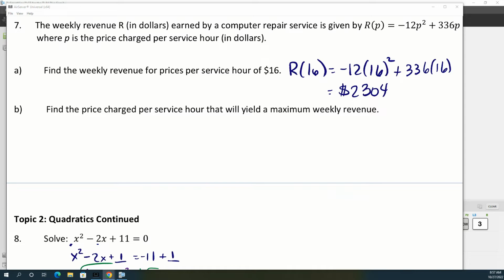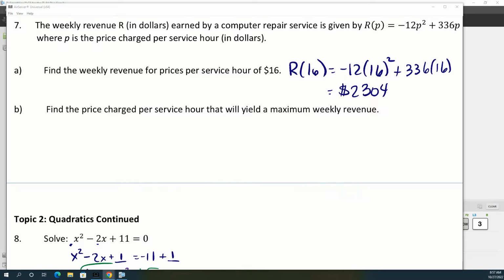That's just evaluating the function. I don't think you had a problem with that one. The second part might have been where you had a struggle. So it asked for what service hour. So in this situation, R is the revenue earned by a computer repair service, given that they charge P dollars per hour.